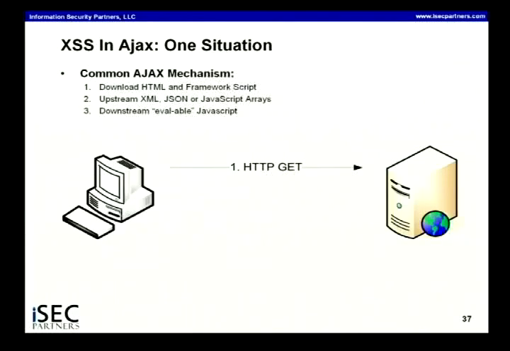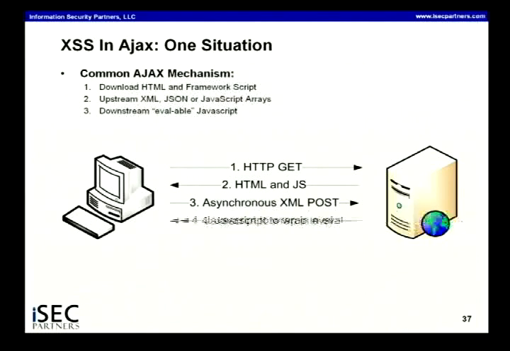I go to my site, maybe it's a mapping site, and I do a normal HTTP GET on that when I type it in the URL, and I get a bunch of HTML, a bunch of JavaScript that downloads and loads itself into my browser, makes itself at home, and then when it feels like it, it does an asynchronous post up using the XML HTTP request object, and then asynchronously gets back JavaScript. And then when it gets that JavaScript, it evals it. It just runs the JavaScript.